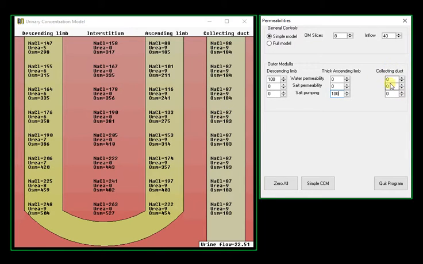We also need to change the parameters of the collecting duct. So let's say in a state of antidiuresis, the water permeability in the collecting duct is around 100, and there's like a very small salt pumping.